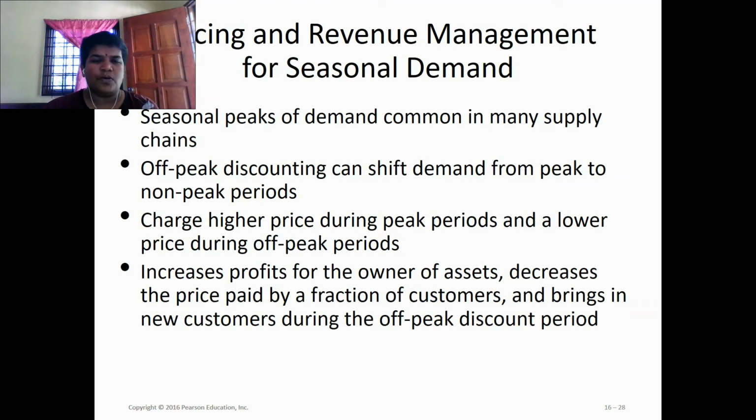Okay, it increases profit for the owner of the asset, decreases the price paid by a fraction of customers, and brings in new customers during the off-peak discount period. So, how you manage your pricing and your revenue during the seasonal demand.